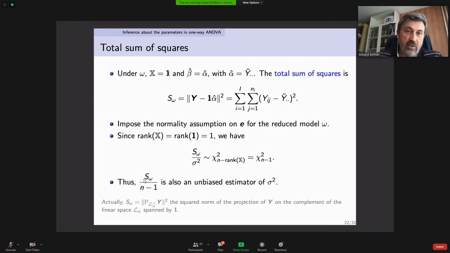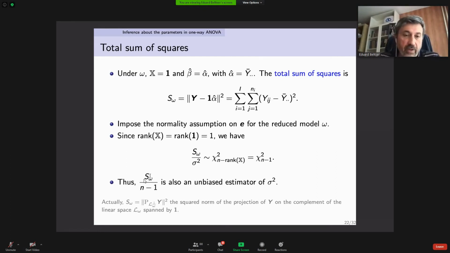So what is the rank of our matrix now? Well, this is a simple matrix, just a vector of ones. Rank is 1. So now we get the same story. This S omega divided by sigma squared is again chi-squared, all the same, nothing changes. This principle is just very uniform. As long as you do this over some model, you always get n minus the rank of that matrix, the one which is involved here. In this case, it's 1, so we have chi-squared n minus 1.